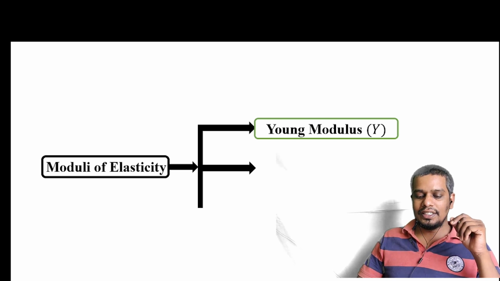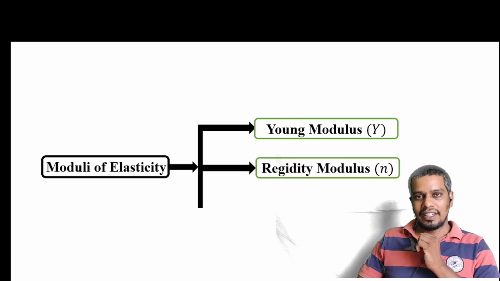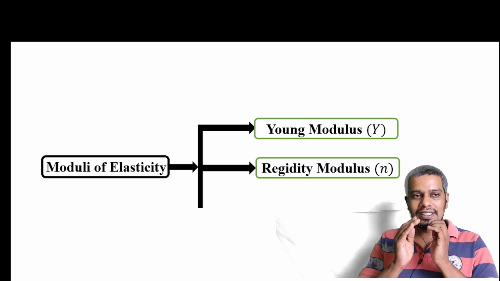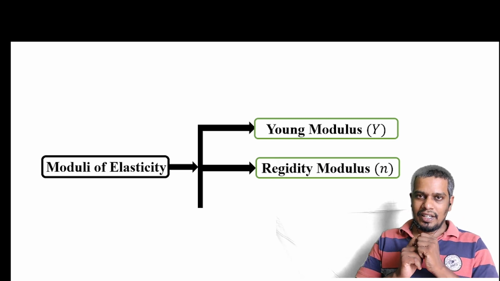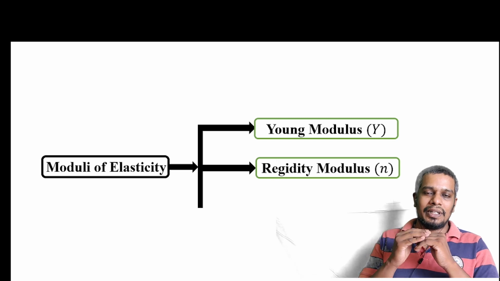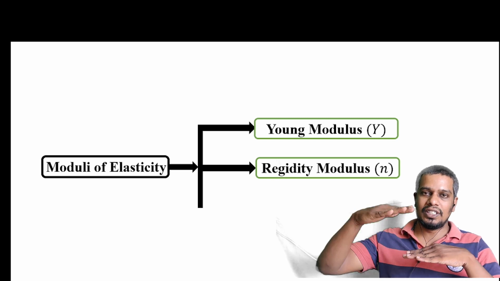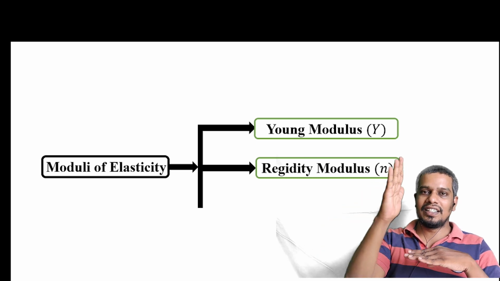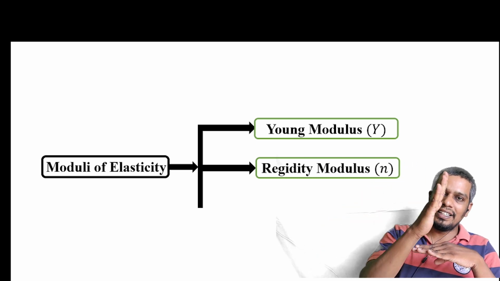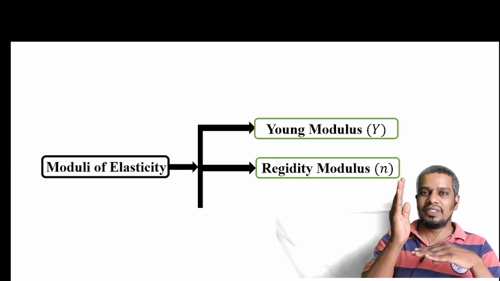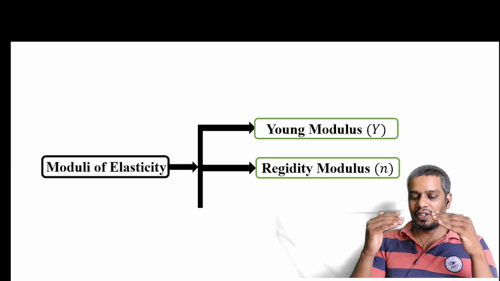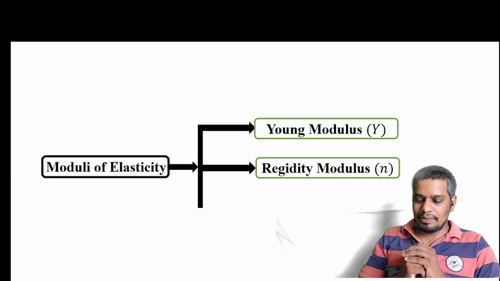The next one is the rigidity modulus. Usually, it is represented by the symbol small n. Suppose you shear any material, say a box, and you apply stress on the surface, the box will make an angle. So this kind of stress as well as strain we are going to study using the rigidity modulus.